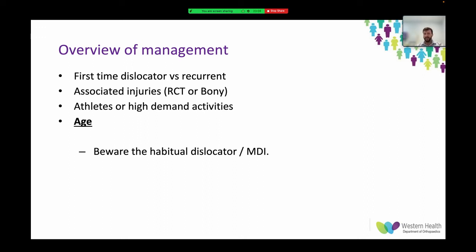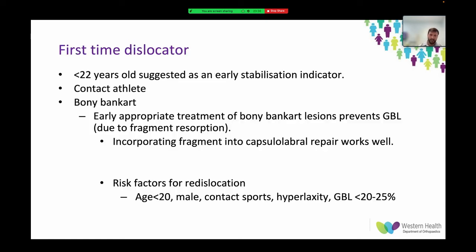In terms of overview of management, we need to talk about first-time dislocators versus recurrent dislocators. We need to understand the associated injuries, whether your issue is a cuff tear or a bony fracture that needs addressing. And you want to know the patient in terms of athletes, high-demand activities. And age is a big factor in your decision-making. As always, beware of the habitual dislocator and multi-directional instability. So first-time dislocators, what should we do? There's a little bit of controversy in this area.